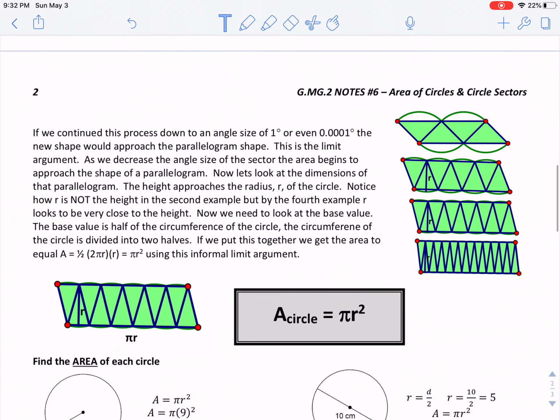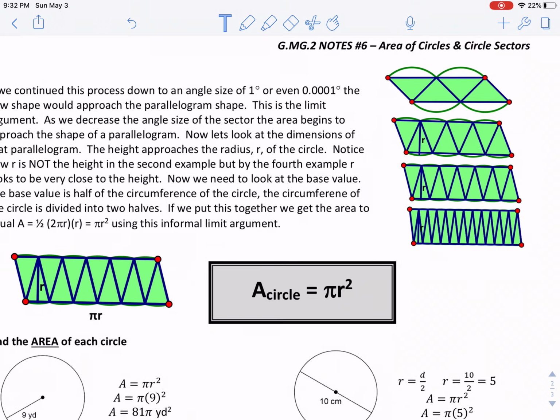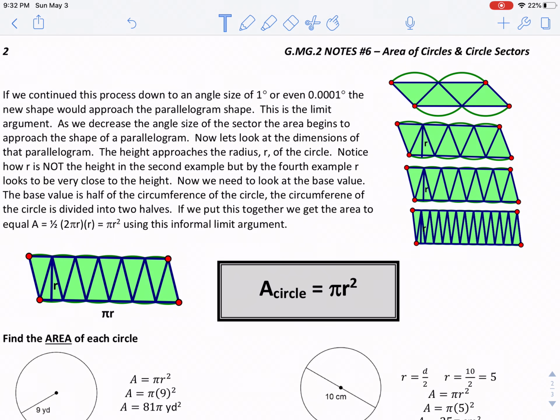That's basically what it's doing there. So as we keep going farther and farther, eventually what we get to is a parallelogram, or at least one that's close enough that we can use the area of a parallelogram. The area of a parallelogram, if we remember from last week, is area equals base times height.